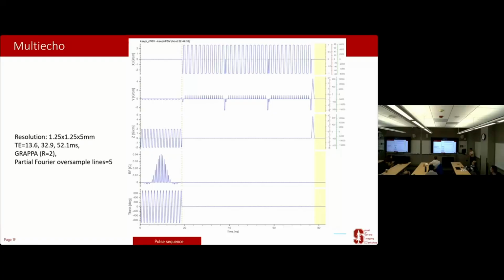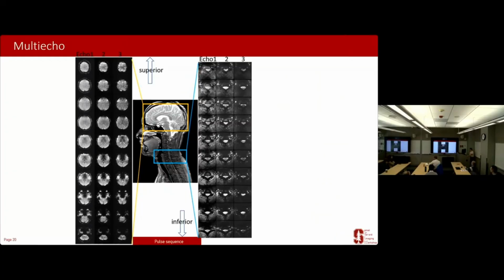We also implemented a multi-echo version of the spinal cord brain sequence. Here I'm just showing the spinal cord part. In order to get a decent TR, I heavily accelerate the readout, so to get this kind of TR for the 3 echoes. These are echo 1, 2, and 3. And these are the images. So even with heavily accelerated readout, the multi-echo images look okay, acceptable.